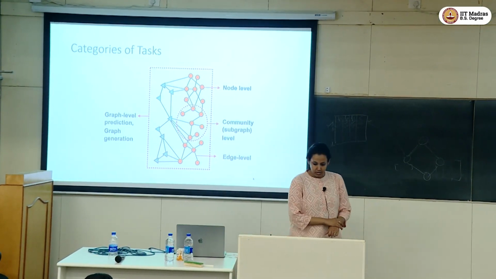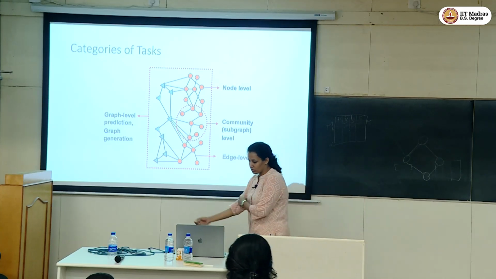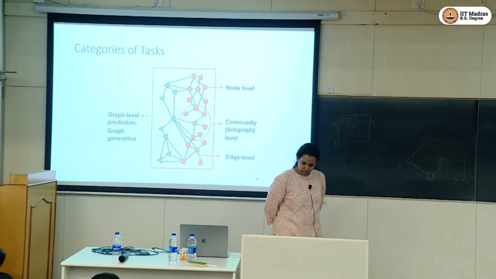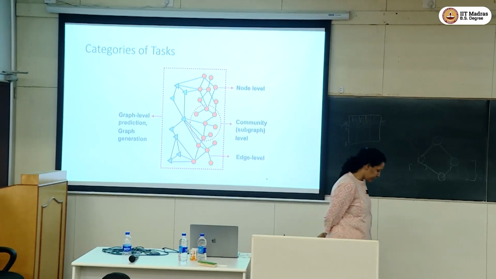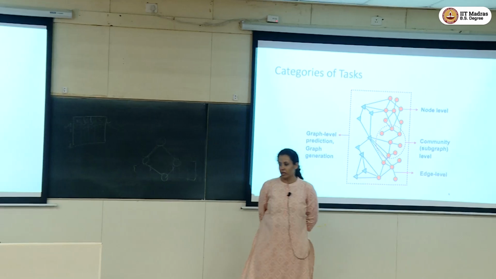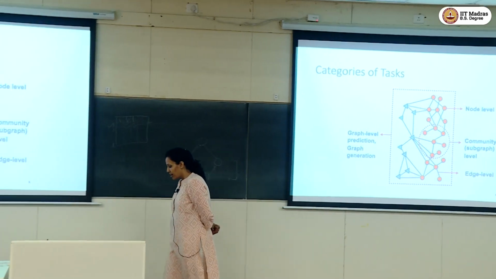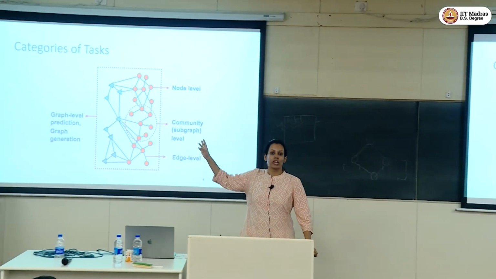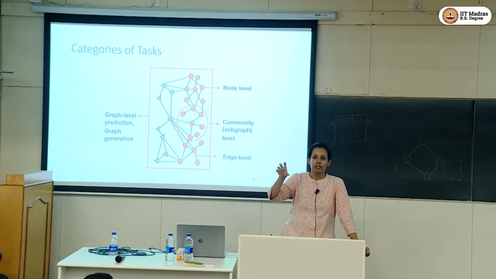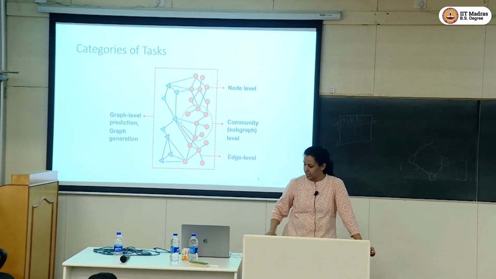Okay, so I'll move on then. Yeah, so these are some categories of tasks. I think I got one question, so let me ask you this question before I move ahead. I have shown you CNNs for graph, where that paper has converted the graph into a grid kind of structure, right?